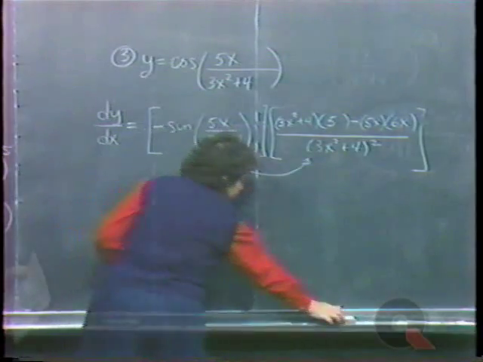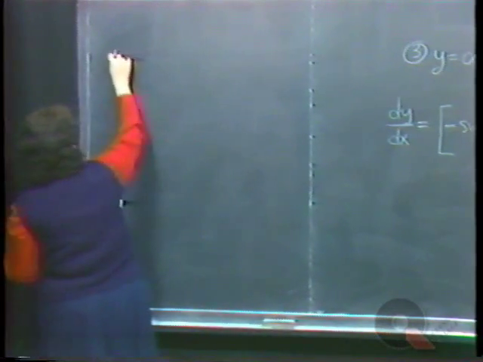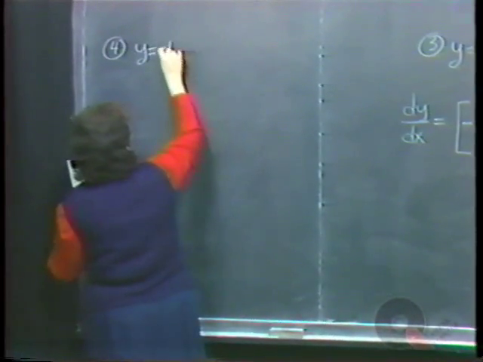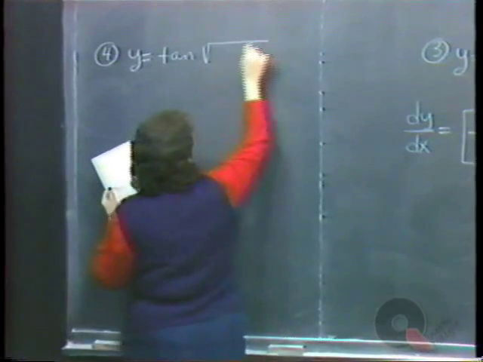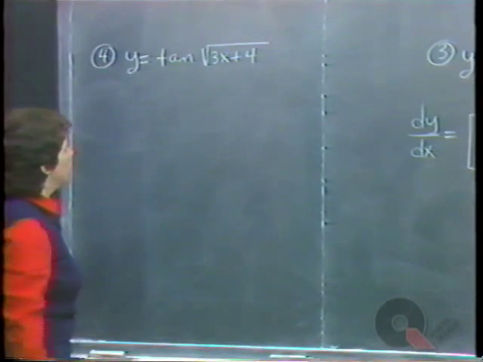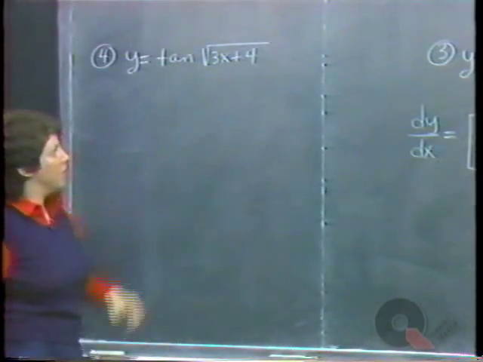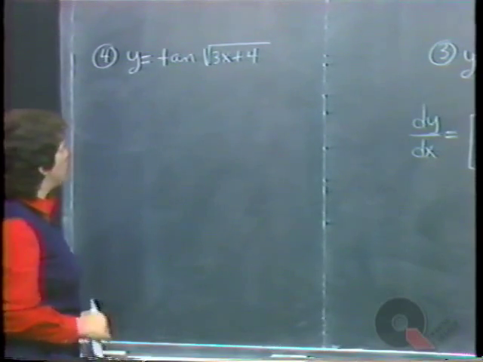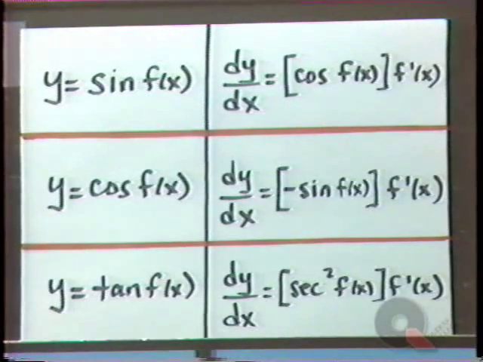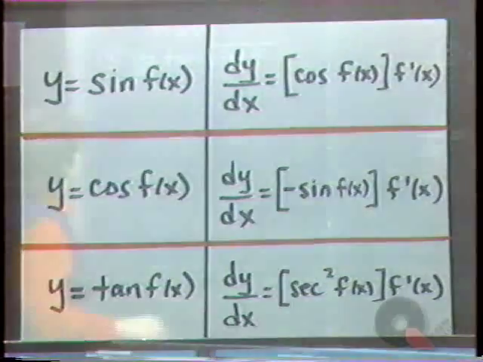For our next example, let's look at the following. y equals the tangent of the square root of 3x plus 4. This is an example of tangent of something. We will differentiate this by the tangent rule. Let's look at the formula sheet and look at the rule for differentiating tangent of a function. The bottom formula: the derivative of tangent of a function is secant squared of the same function times the derivative of the function. Okay, back to the board.